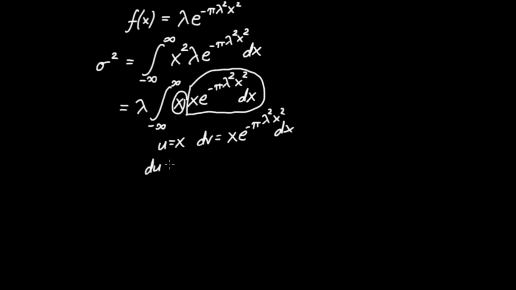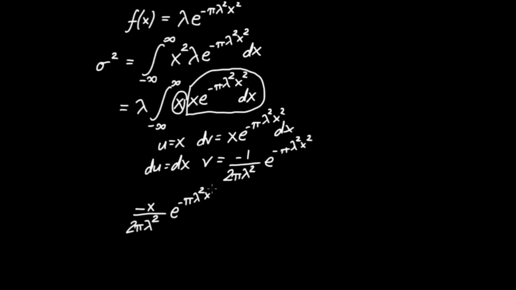Take the derivative, du is equal to dx. V is its own u substitution, or variable substitution. And what this is going to be is actually minus 1 over 2 pi lambda squared times e to the minus pi lambda squared x squared. Then use the formula for integration by parts. U times v first. So I get minus x over 2 pi lambda squared e to the minus pi lambda squared x squared, evaluated within its limits. And let's not forget we have a lambda multiplying out front. And then minus v du.